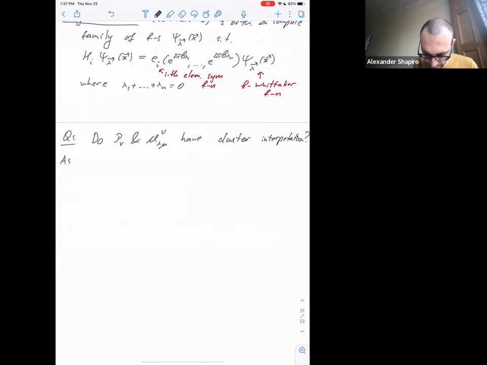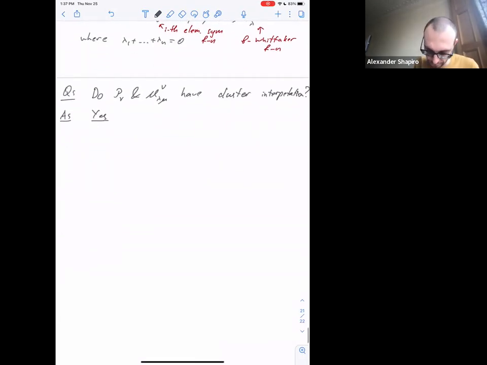And the answer is yes. And the interpretation is as follows. So if you look at this, what we've been doing, our original surface, right? It was just this disk with 2 marked points, punctures. We specify the monodromies around the punctures, so they were lambda and mu.